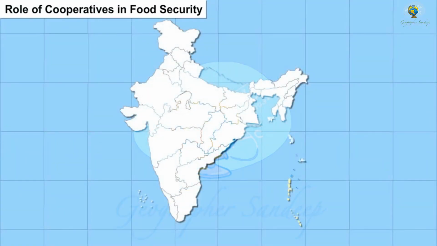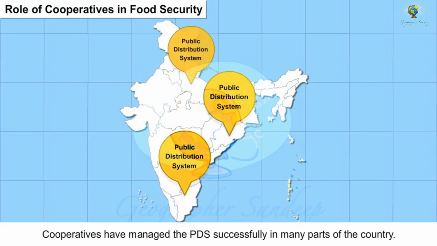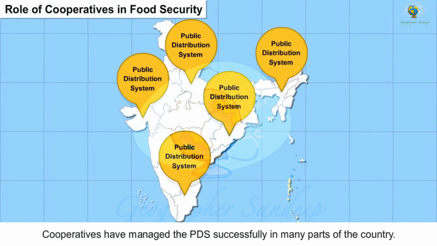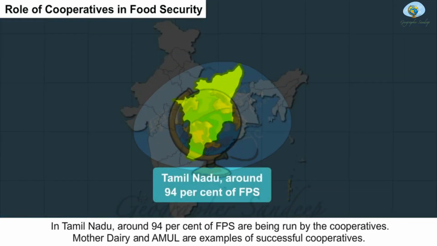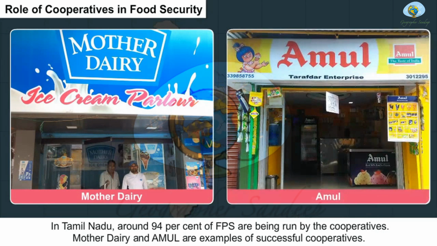Role of cooperatives in food security. Cooperatives have managed the PDS successfully in many parts of the country. In Tamil Nadu, around 94% of FPS are being run by the cooperatives. Mother Dairy and Amul are examples of successful cooperatives.